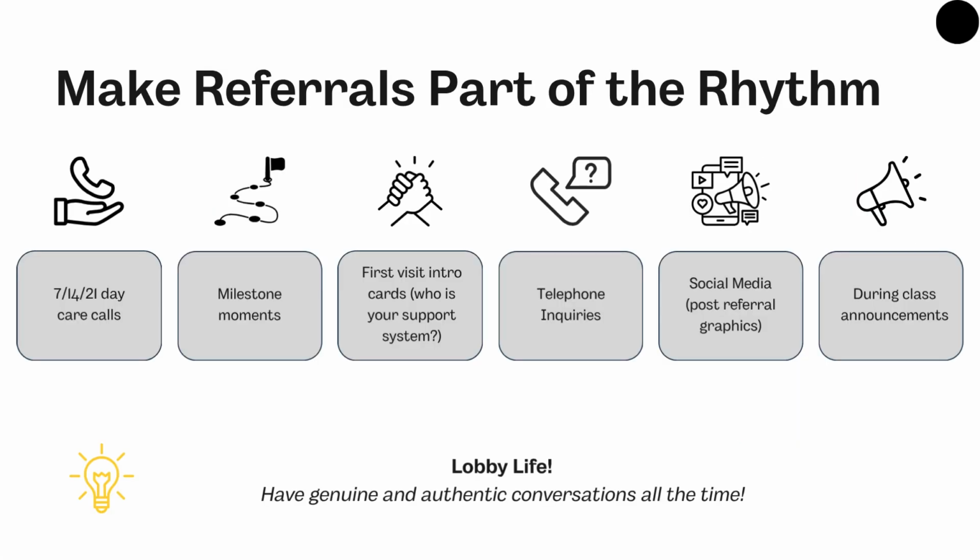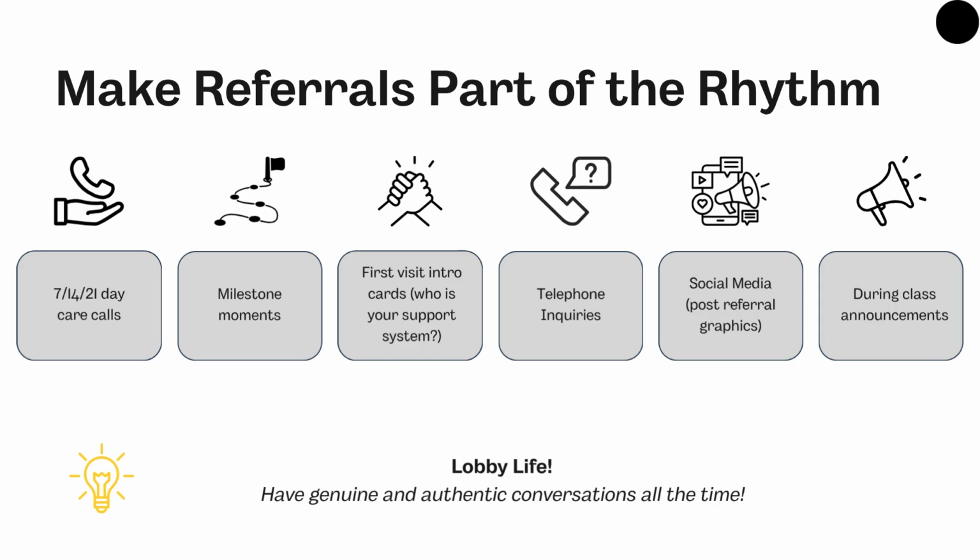So the best way to handle an internal referral structure is to incorporate it into every aspect of the rhythm. But it's important with a system and a structure that we break that apart. So consider your 7, 14, and 21 day care calls, milestone moments, first visit intro cards. In all these instances, our members have an internal support system, we hope, and we want to not only encourage them to utilize their internal support system. If someone is having an upcoming birthday, they've been to 20 classes, those milestone moments, maybe they want someone to come work out with them for that milestone moment and get in that picture. For the first visit intro card, who is their support system? It'd be great if their support system came to classes with them.